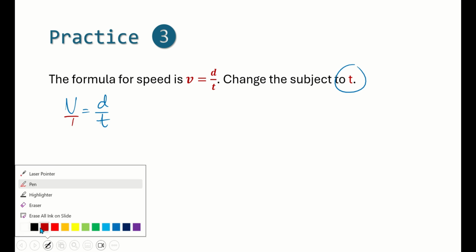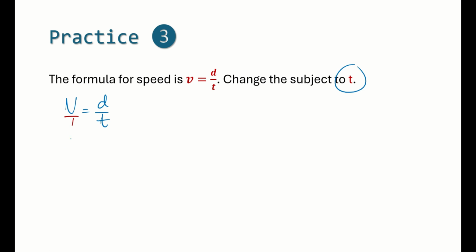And then when you try to switch the position of both of them, you flip the position: 1 over v equals t over d. I think no problem with it, right? So we flip both of them. Okay, so we have 1 over v, this is 1, yeah? 1 over v equals t over d.